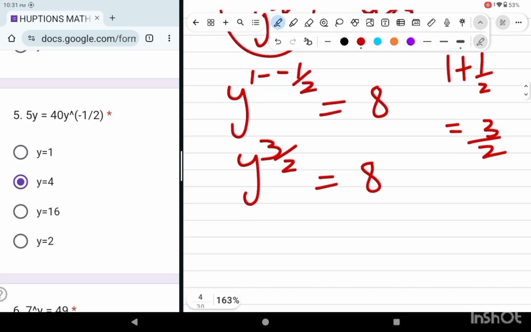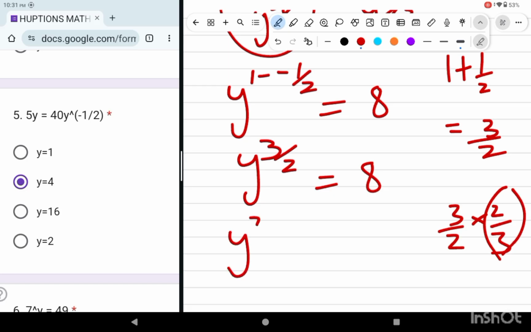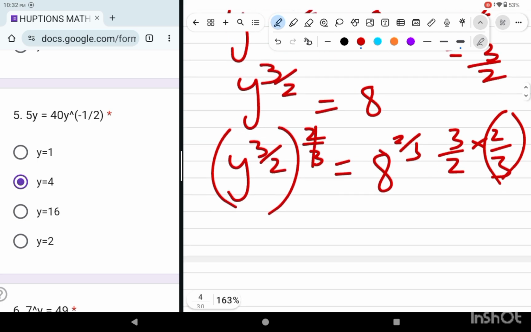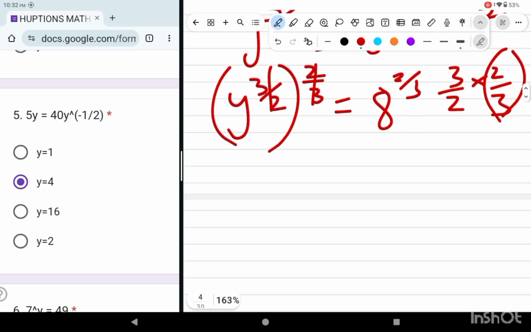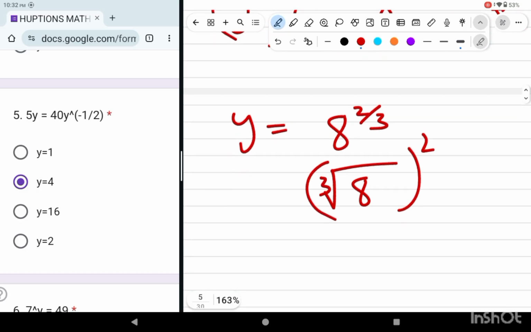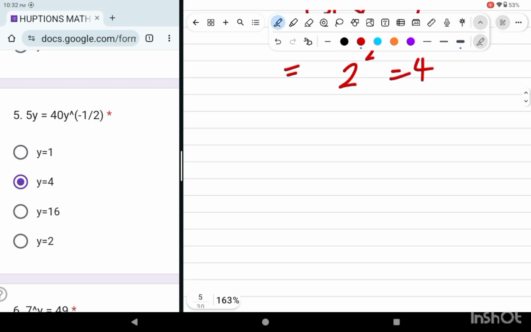We need to get rid of the power 3 over 2. We can do this by introducing the reciprocal of 3 over 2, which is 2 over 3. Now, multiply the powers on both sides by 2 over 3. So we have y raised to power 3 over 2 all raised to power 2 over 3 equals 8 raised to power 2 over 3. Multiplying out the powers of y, we have y raised to power 1 equals 8 raised to power 2 over 3. Fractional index with denominator 3 means cube root. So we have cube root of 8 all raised to power 2. The cube root of 8 is 2. So 2 raised to power 2 gives us 4.